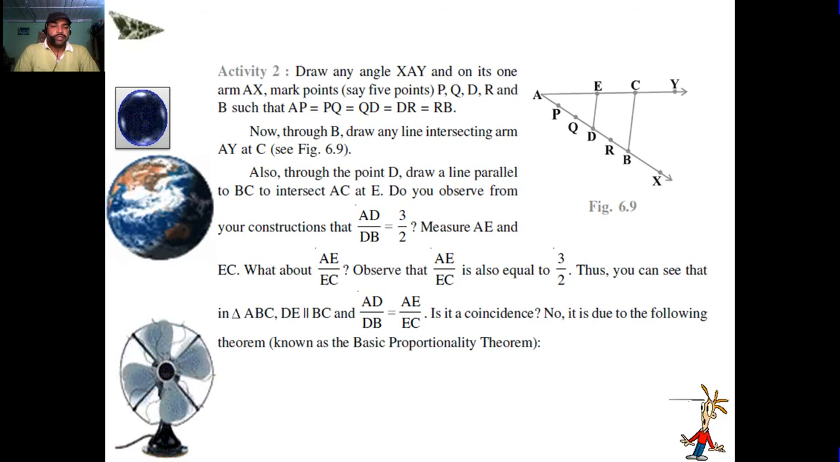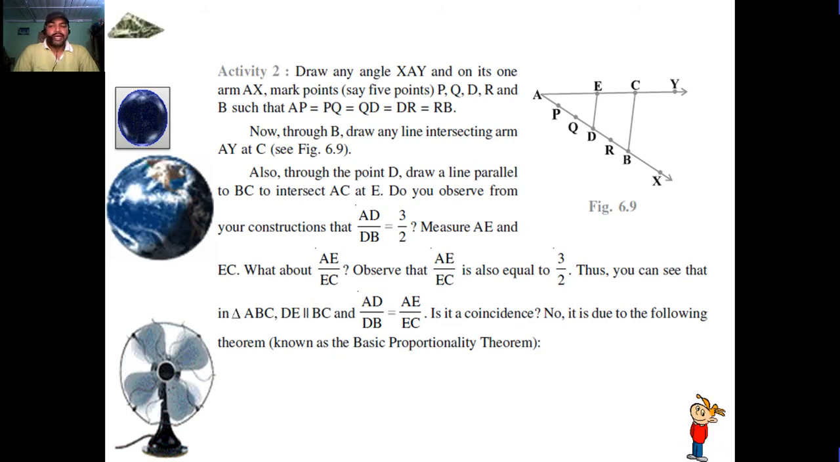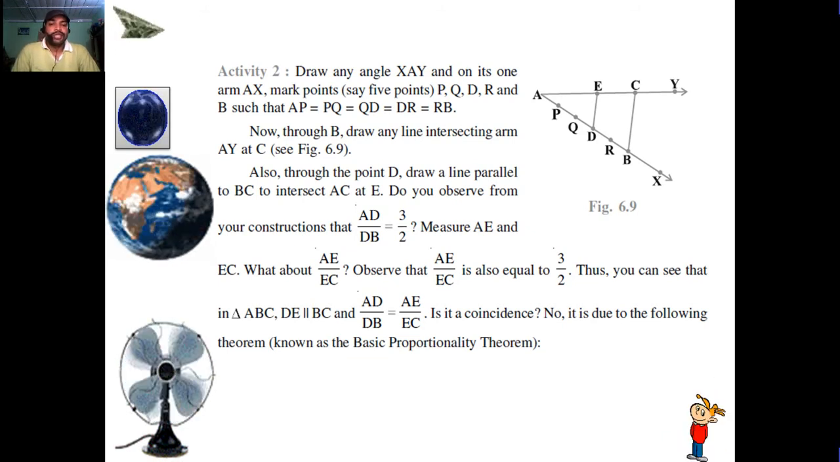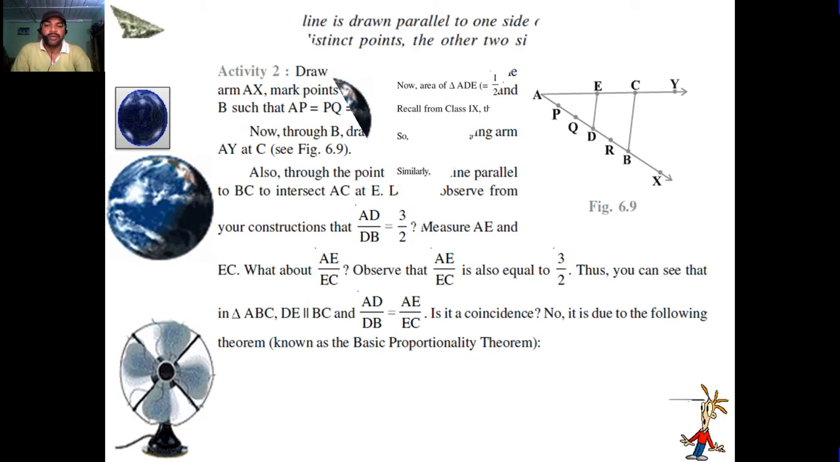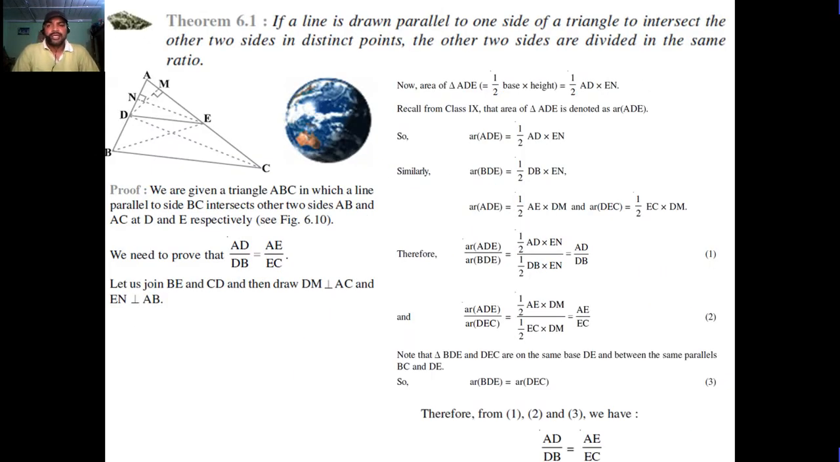No, it is due to the following theorem known as the basic proportionality theorem. It is called BPT for short. Now students, theorem 6.1: if a line is drawn parallel to one side of a triangle to intersect the other two sides in distinct points, the other two sides are divided in the same ratio. Here is the triangle, the parallel line DE divides AB into AD and DB, and divides AC into AE and EC.